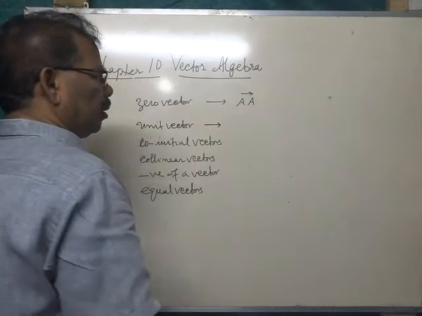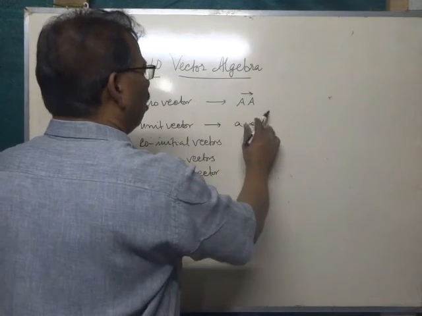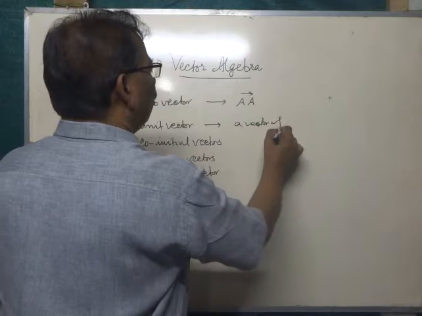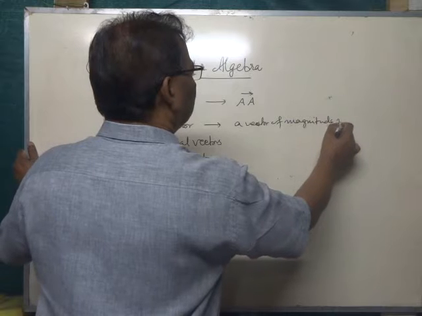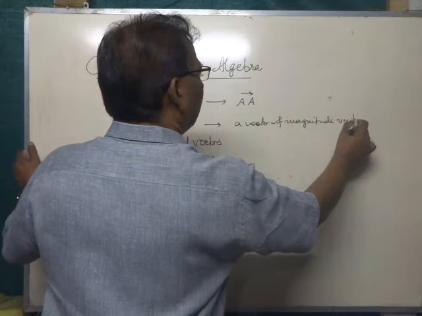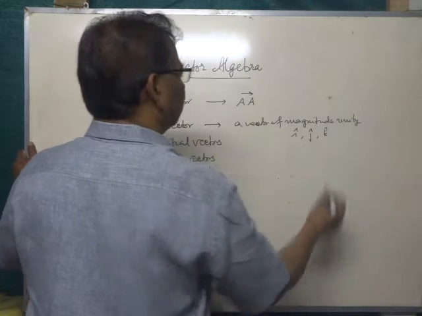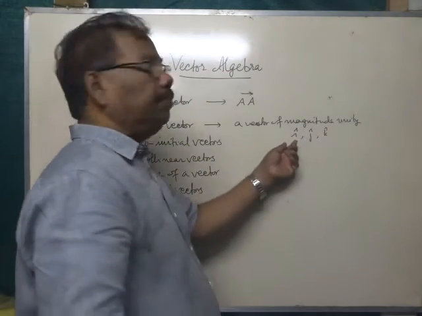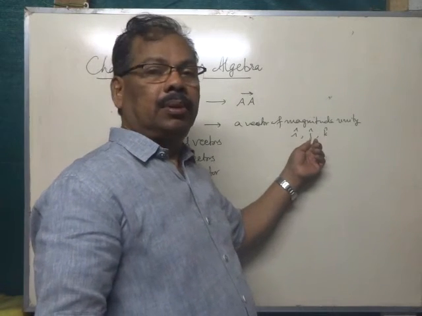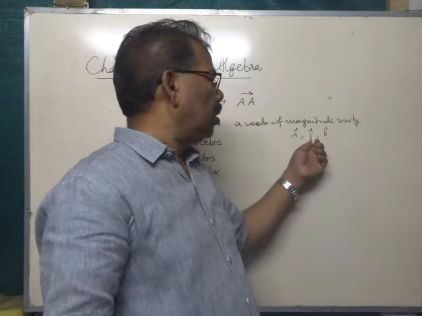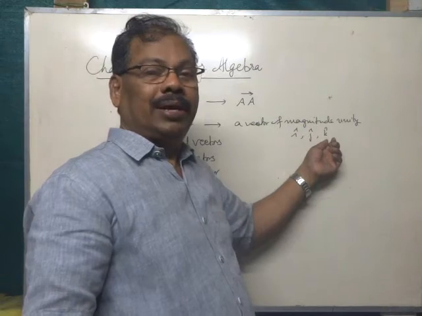Then we know unit vector. Unit vector is a vector of magnitude unity. Example, i cap, j cap, k cap, etc. Then i cap means unit vector along the x-axis, j cap is the unit vector along the y-axis, and k cap is the unit vector along the z-axis.